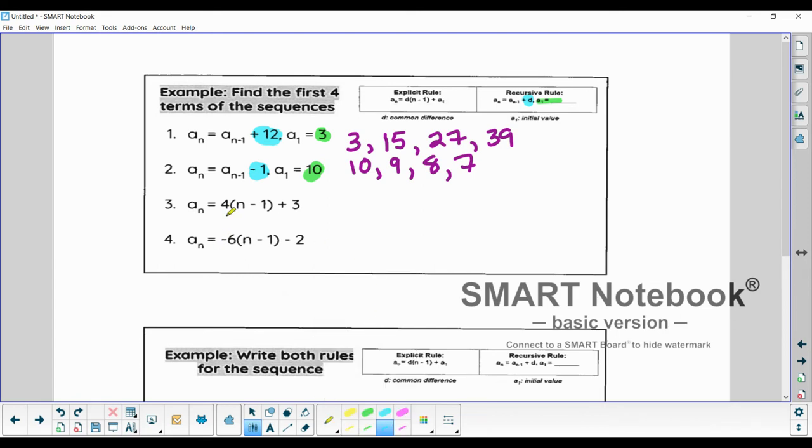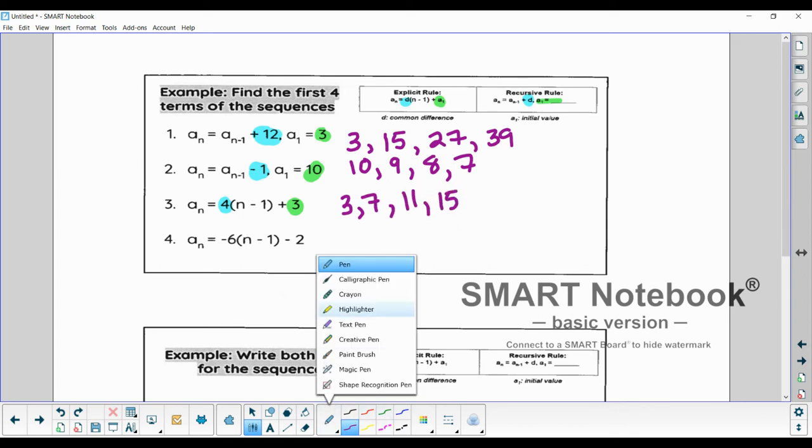This next one is in explicit rule format. It matches the format here. So here, A sub 1 is at the end of the equation. D is at the beginning in front of the parentheses. So D for this problem is 4. That means we're adding 4 each time. And 3 is where we're going to start. So we're going to start at 3 and increase by 4. So those would be our first 4 terms.